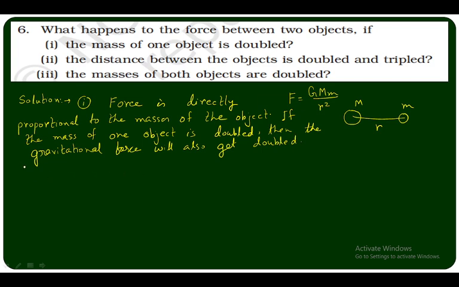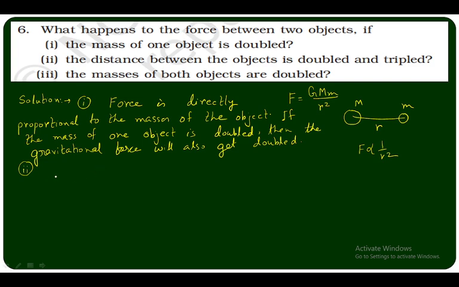Number 2: the distance between the objects is doubled or tripled. If the distance is doubled, then the gravitational force becomes 1/4 of its original value. Why? Because F is inversely proportional to 1/r². If the distance is doubled, then the force will be 1/4.